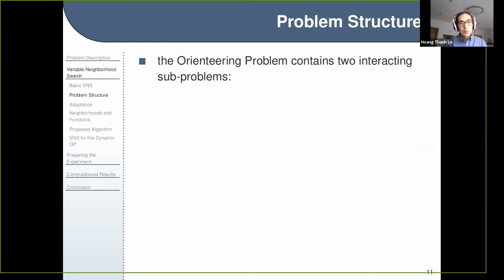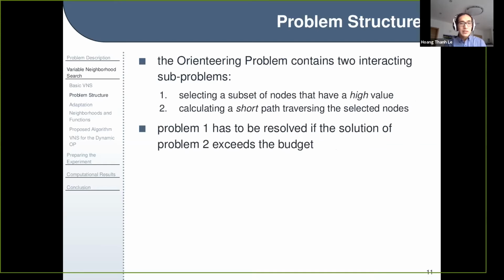Well, we thought about this problem and we found that the orienteering problem contains two interacting subproblems. The first problem is to select a subset of nodes that have a high total value, and the second problem is to calculate a short path that traverses the selected nodes. It might happen that we solve the second problem, so we calculate a short path between the nodes, and we find out, oh, it still exceeds the budget. It's still too long. So we have to select another subset of nodes. So problem one might have to be resolved if the solution of problem two exceeds the budget.